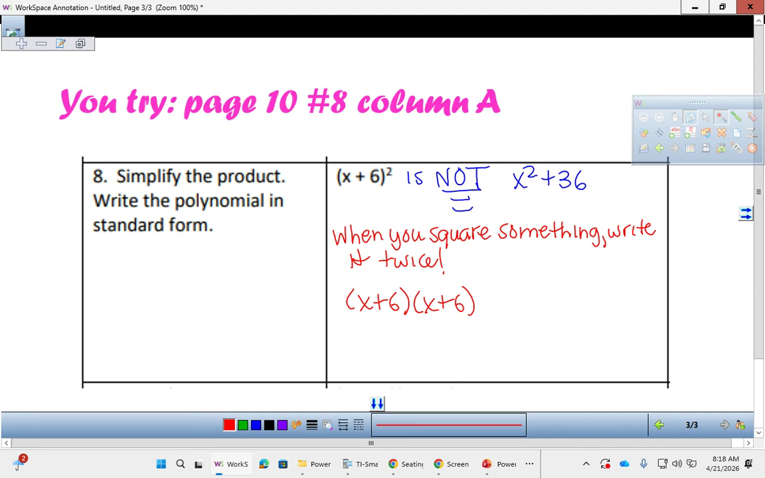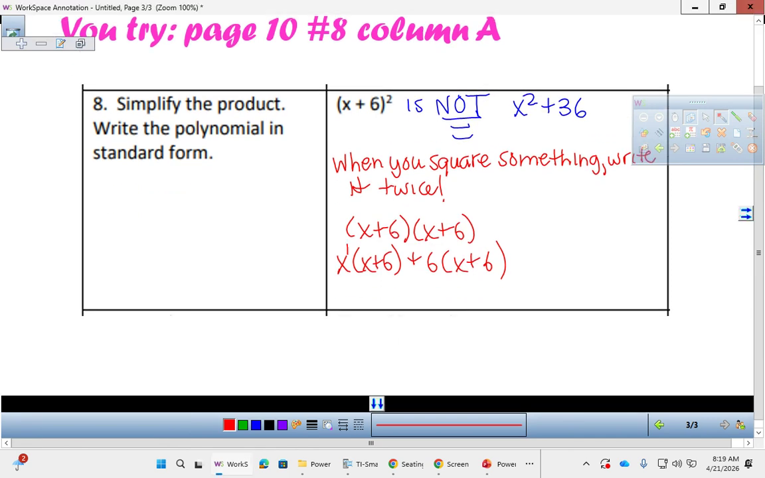When you square something, you're writing it twice. X plus 6 squared is x plus 6 times x plus 6. So I'm going to take the x from the first set of parentheses and distribute it to the x plus 6 in the second set of parentheses. And I'm going to take the plus 6 in the first set of parentheses and distribute it to the x plus 6 in the second set of parentheses.